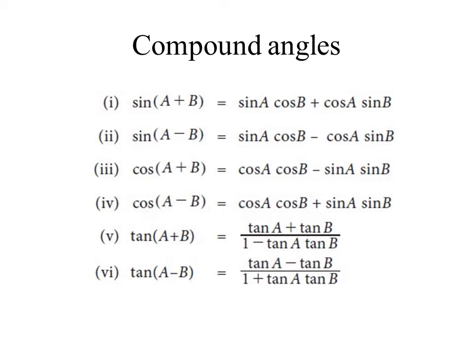Next one is tan(A+B). tan(A+B) is equal to (tan A + tan B) by (1 - tan A tan B). Same sign in the numerator as on the left side; in the denominator the sign changes. Next, tan(A-B) is equal to (tan A - tan B) by (1 + tan A tan B).